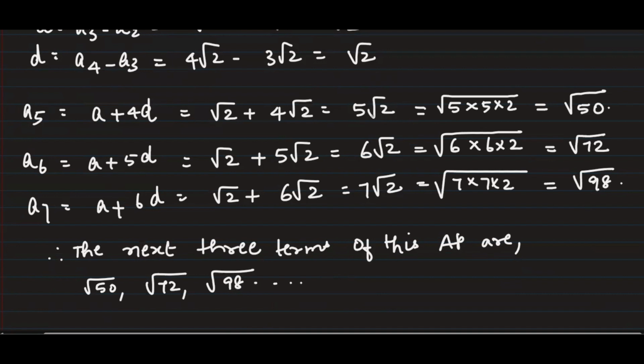Basically, this answer 5 root 2 is a simplified version. Now we'll have to find the whole root for this one. So 5 root 2, how would we have solved it? It should be root 25 into root 2. So 5, we would have taken outside. Now here, we'll have to put under the root 5 into 5, which is 25. So 25 into 2 becomes root 50. Same here, there's 6, so 6 into 6 into 2. Here it is 7, so 7 into 7 into 2. So the next 3 terms will be root 50, root 72 and root 98. Clear?